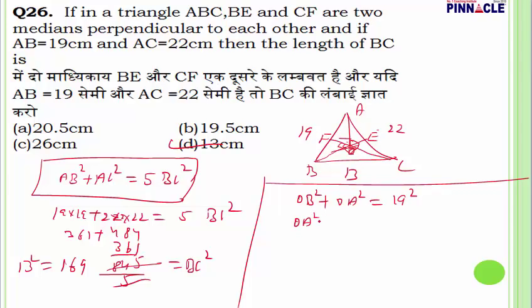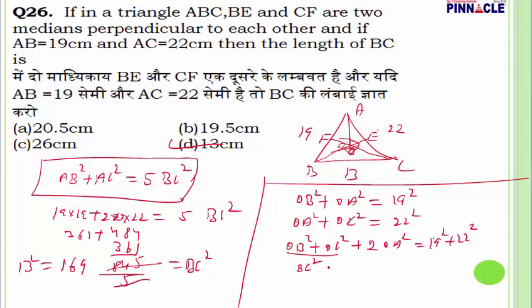And again OA square plus OC square is equal to 22 square, because of the Pythagoras theorem, because this is 90 degrees. If we add both, then we will get OB square plus OC square plus 2 OA square, and that is 19 square plus 22 square. And OB square plus OC square is equal to BC square, because this is 90 degrees, so in place of this you can write BC square plus 2 OA square.